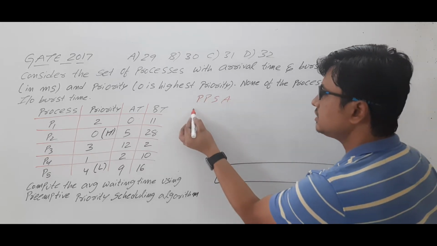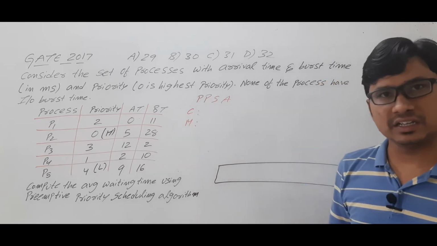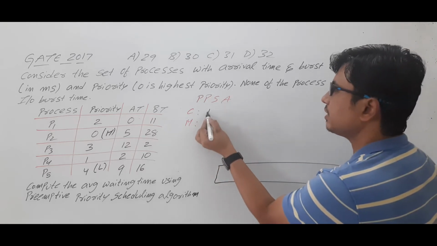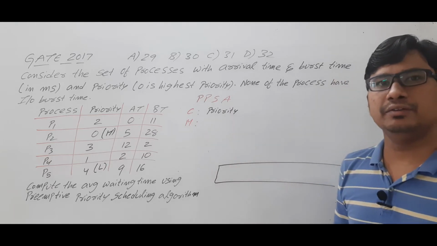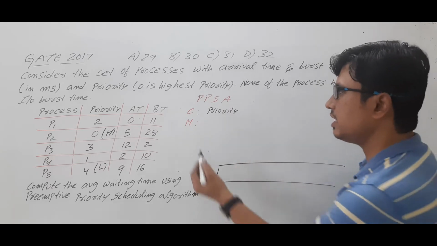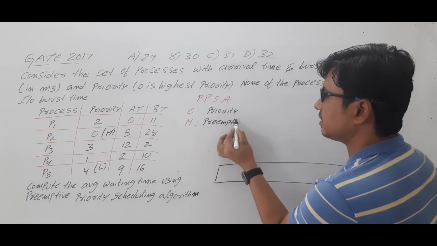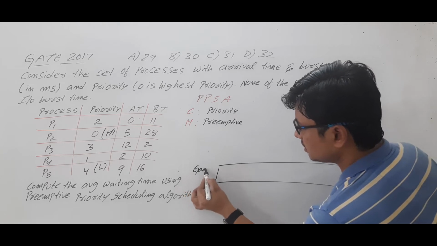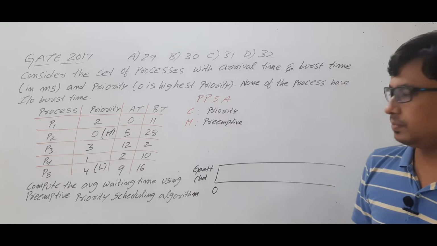Now any scheduling algorithm will have two parameters. One is the criteria and another one is the mode. What is the criteria here? Priority. The process which has the highest priority will be dispatched to the running state. And the mode, the name itself is saying, it is a preemptive scheduling algorithm. Now coming to the Gantt chart, the Gantt chart will always start from 0 units of time.